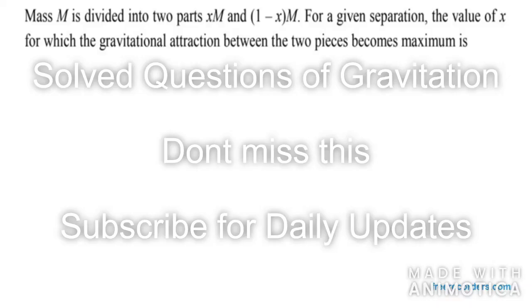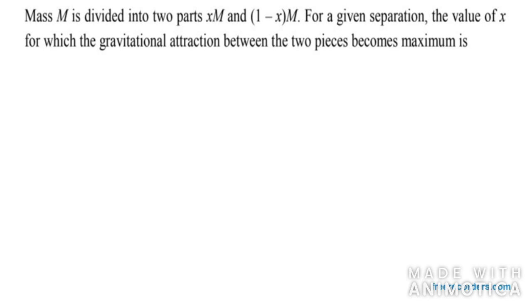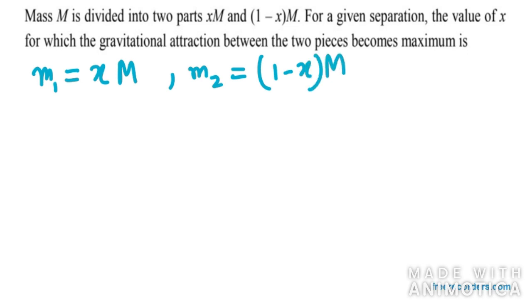So today I would be covering some Newton's law of gravitation problems that are related to NEET and AIIMS papers. The first question says mass m is divided into two parts, xm, that means my m1 is xm and my m2 is (1 minus x)m. So for a given separation, the value of x for which the gravitational attraction between the two pieces becomes maximum. So here we need to find when the gravitational attraction between two pieces becomes maximum.